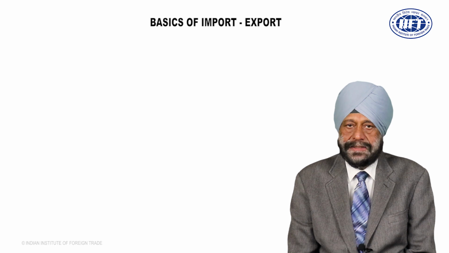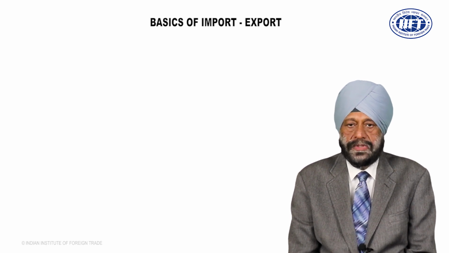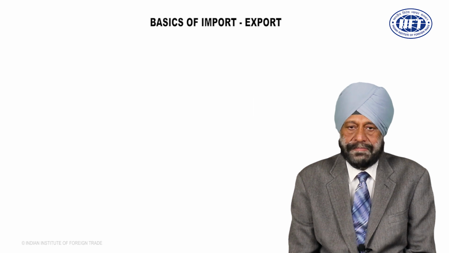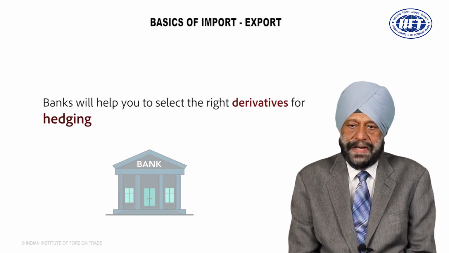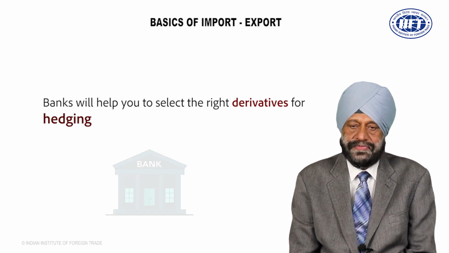And currencies are very, very essential. They must be managed. And if exchange rates are moving against you, use forward contract. If exchange rate will move up or down directionless, then option derivatives are better. And your banks will help you to select the right derivative for hedging.